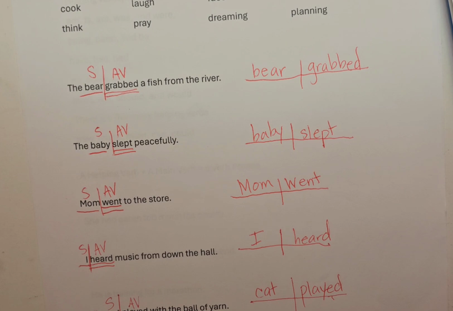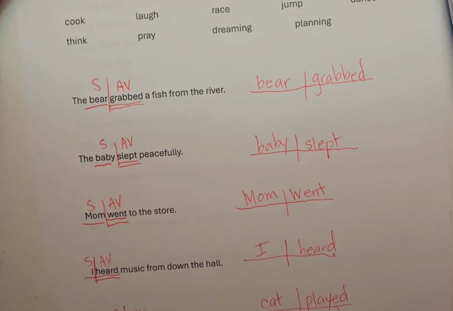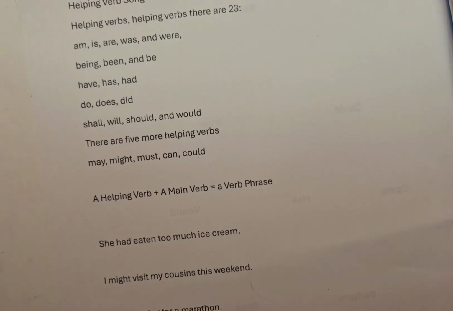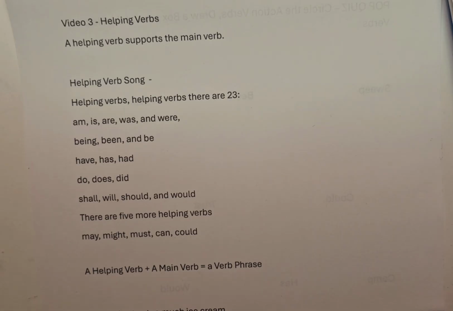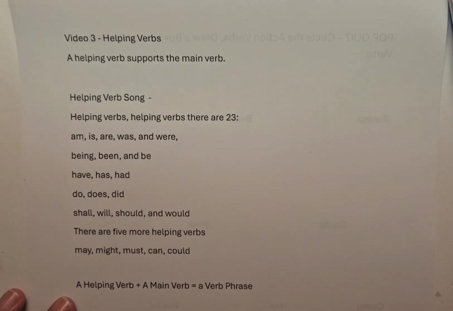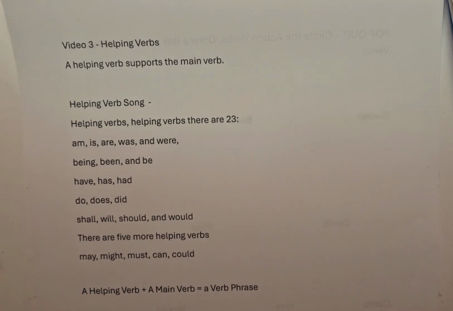Today, we are going to continue the lesson on diagramming, but we are going to include helping verbs in today's lesson. So what exactly is a helping verb? A helping verb is a verb that supports the main verb. It could give you a little bit more information about the verb, such as when it happened, if it actually happened, or if it did not happen.